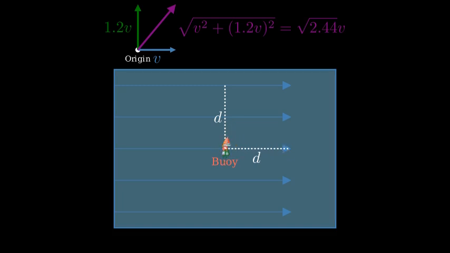Boat B travels at a constant speed of square root 2.44 v in both directions, but its path forms a bent line due to the current. On the return journey, it has to angle against the current to reach the buoy.